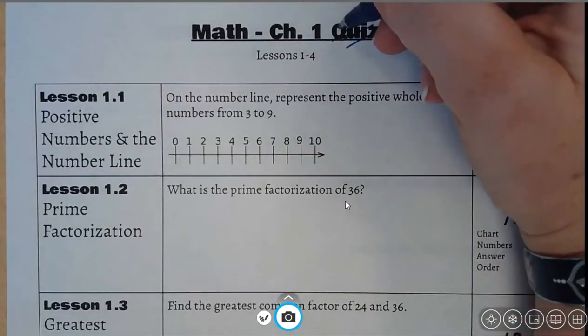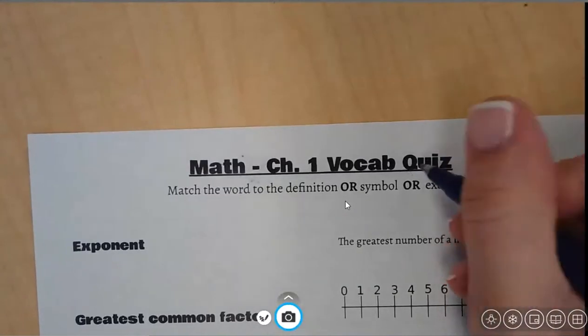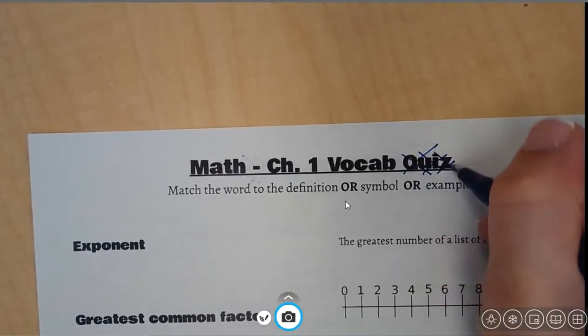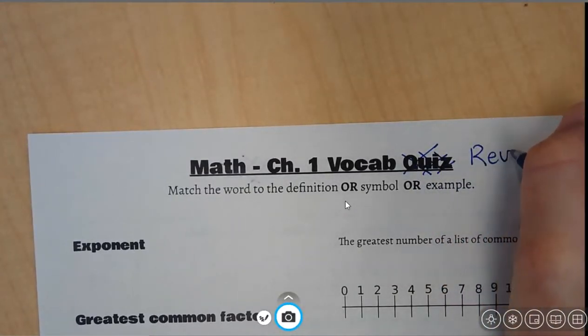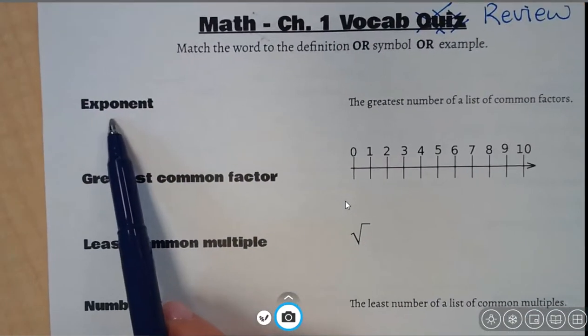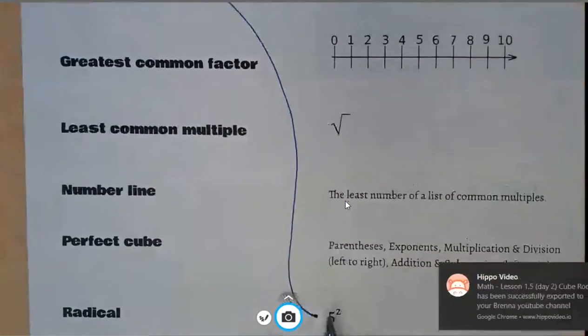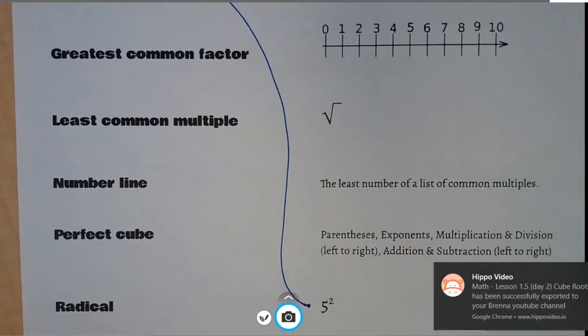Chapter 1 quiz over lessons 1 through 4. On the back, you're going to have a Chapter 1 vocabulary quiz. These are actually going to be your review for the chapter. So you can see you have exponent here, and you can match that up to this exponent right here.